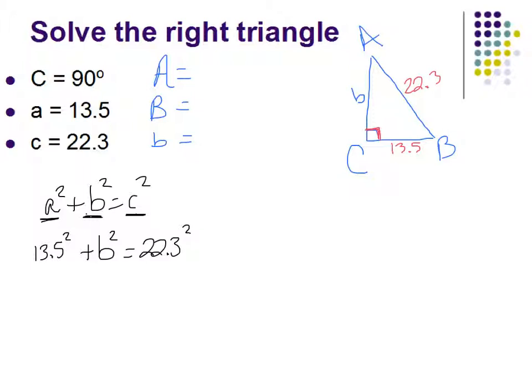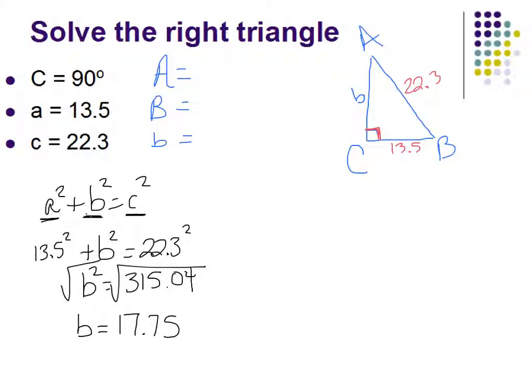And then I'm going to subtract 13.5 squared. And so then b squared is 315.04. And then I'll have to square root both sides. Normally, remember that we do plus or minus, but since you're talking about the side of a triangle, that can't really be negative, so we would only use the positive value. Side B is going to be 17.75. Okay, so we've got one of the sides, 17.75.